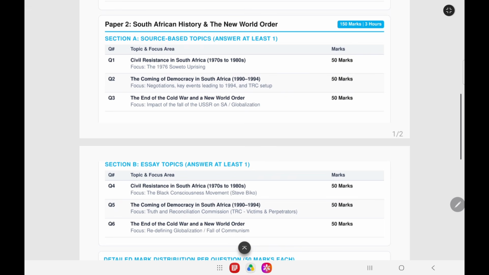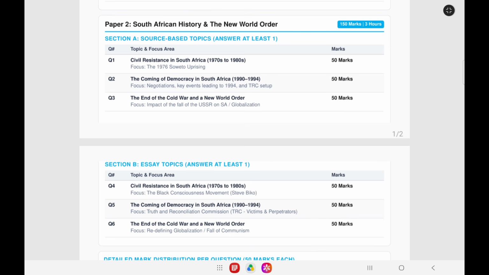We have the South African history and the New World Order, worth 150 marks. You should write it within 3 hours. In section A, you have to at least choose one source-based topic. You have the civil resistance in South Africa, which took place from the 1970s to the 1980s. It will focus on the 1976 Soweto uprising with 50 marks.